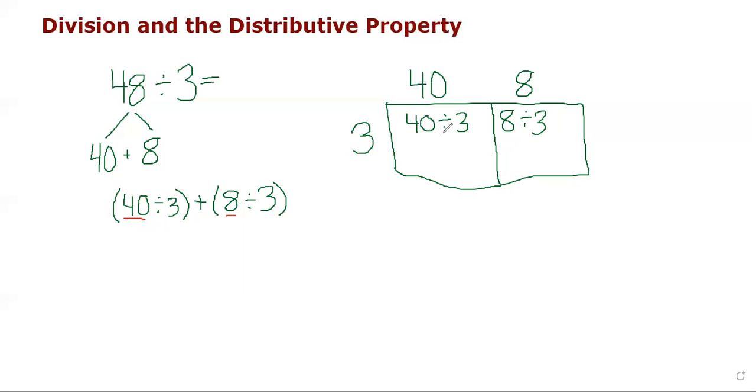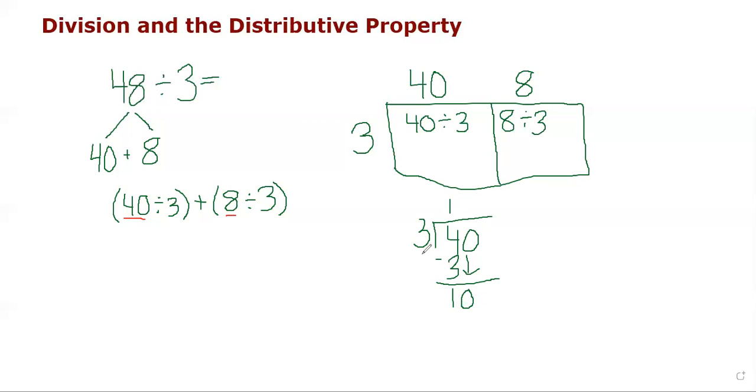All right, let's solve 40 divided by 3. I'm going to set it up this way so we see. I didn't do that on the last one. 3 goes into 4 one time. 3 times 1 is 3, so I subtract 3. 4 minus 3 is 1. And I bring my 0 down. So I have 10.